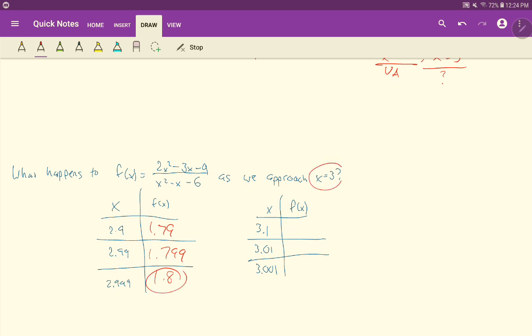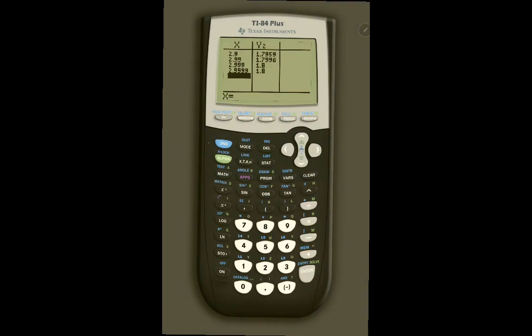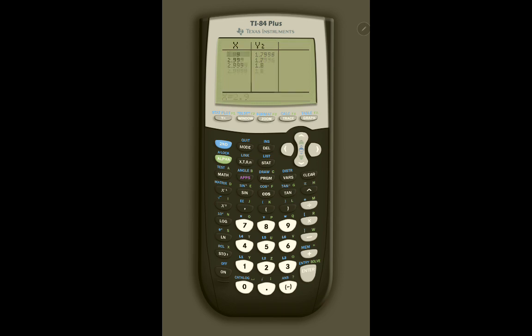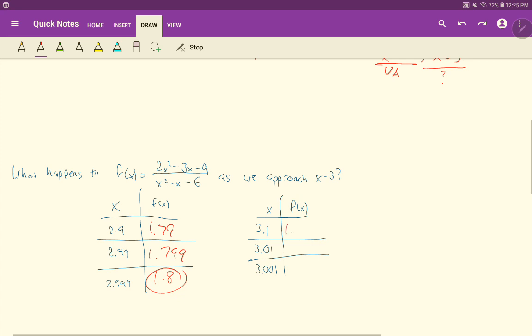Well, let's see what happens as we approach 3 from values above 3. I'll delete these out. So we'll do 3.1. That's above 3, but pretty close. 3.01, now we're even closer to 3. 3.001, even closer to 3. And hey, look at that. We get super close again to that 1.8. And then it just says 1.8.